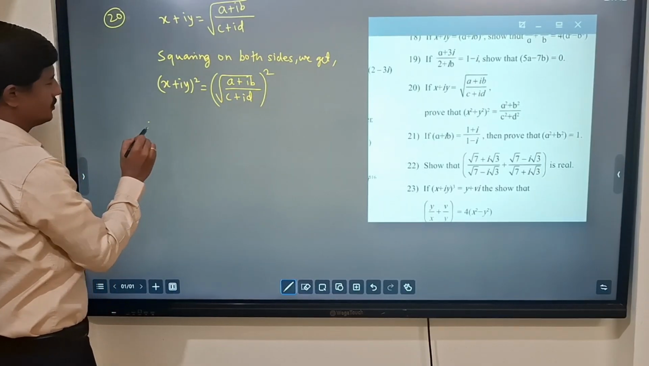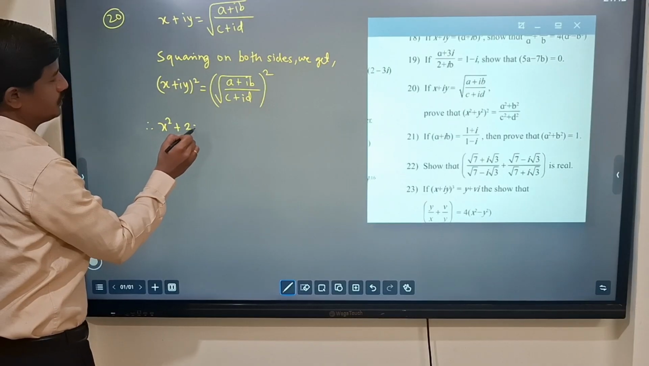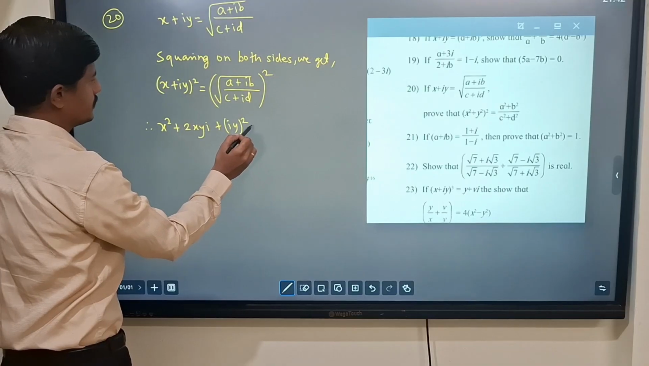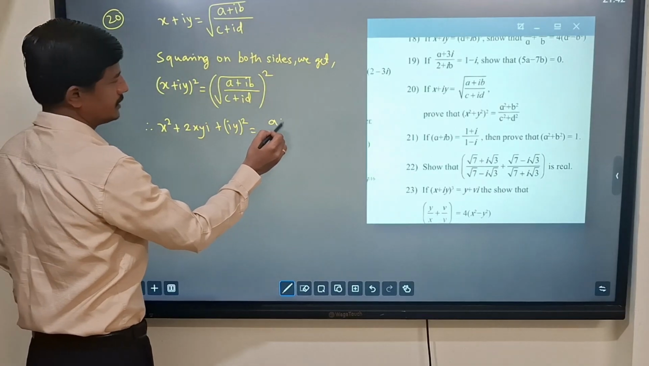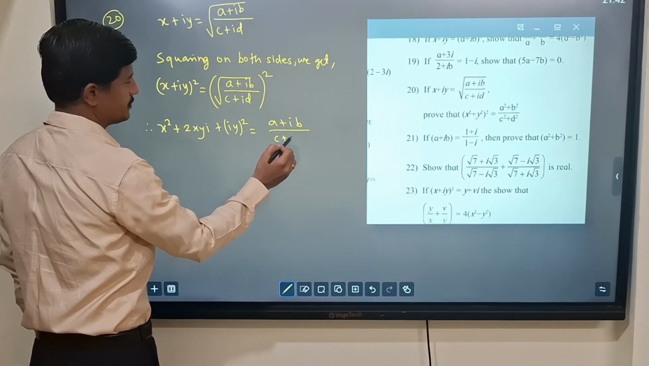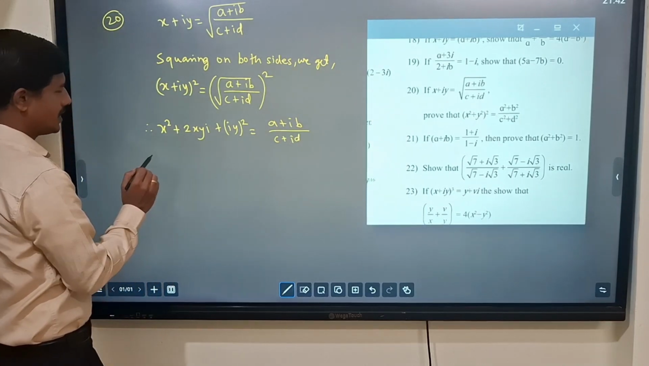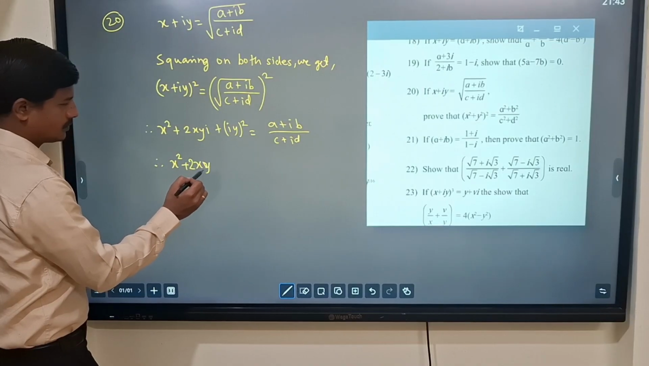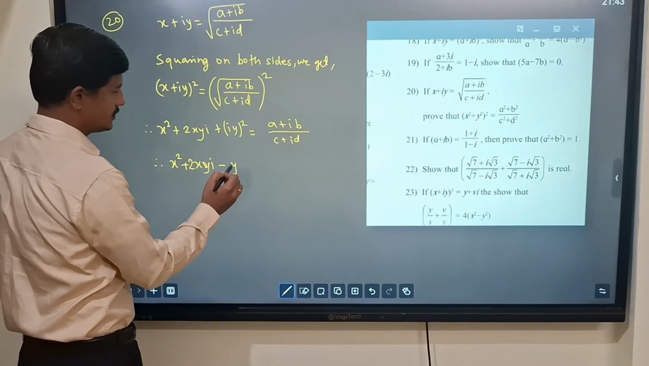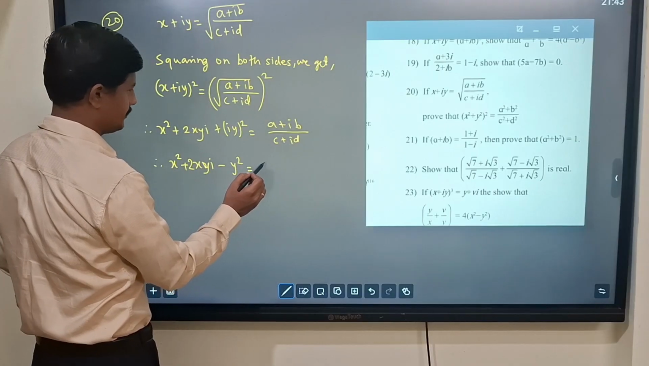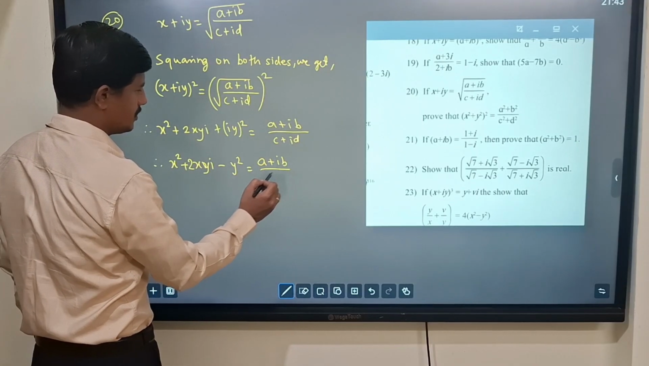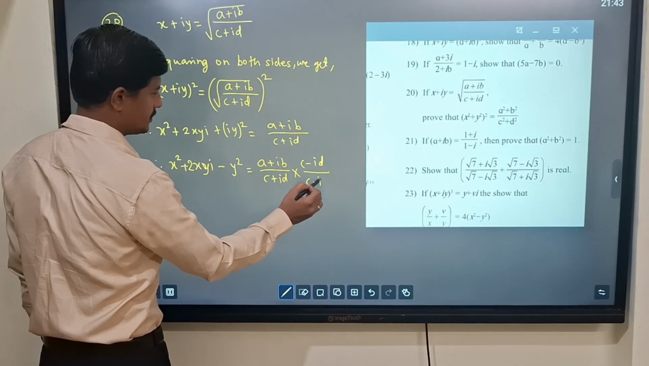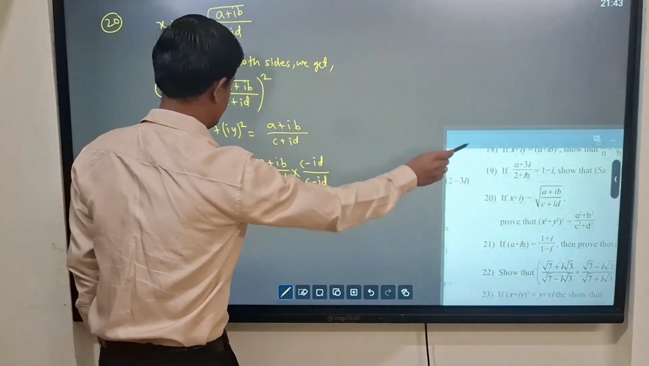So this becomes x square plus 2xyi plus (iy) whole square equal to, square and square root get cancelled, (a plus ib) upon (c plus id). Now here i square becomes minus 1, so x square plus 2xyi minus y square equal to (a plus ib) upon (c plus id) into (c minus id) upon (c minus id).